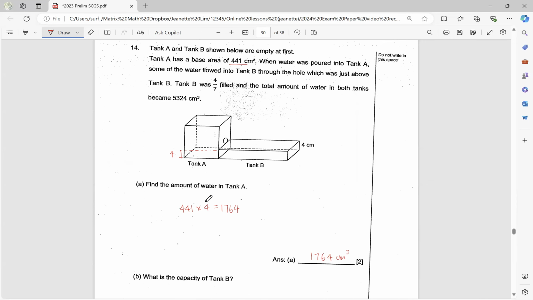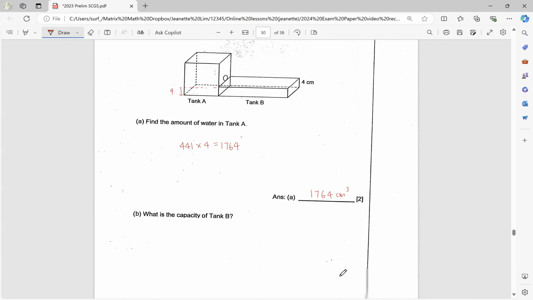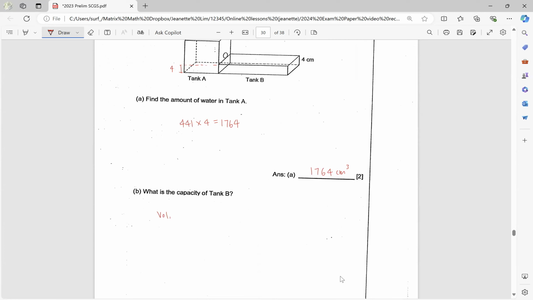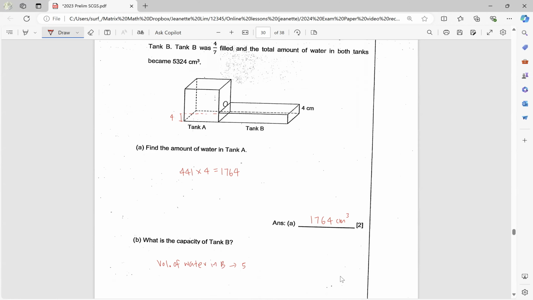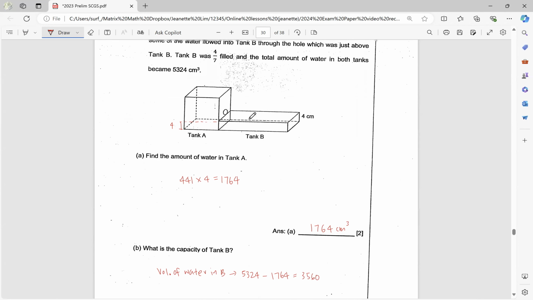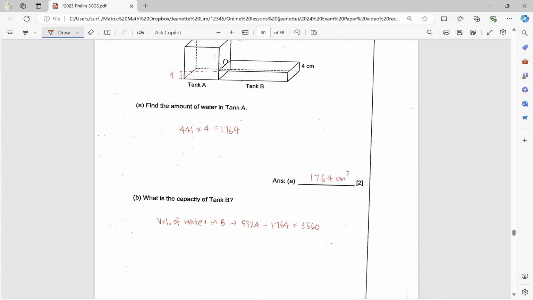So for part B, what's the capacity of tank B? Total volume of water in both tanks is 5324. We already know the amount in tank A, so let's find the volume of water in tank B. So we take 5324 minus 1764. 3560 is the volume of water in tank B. And according to the question, this is 4/7 filled. So that is 4/7 of B.